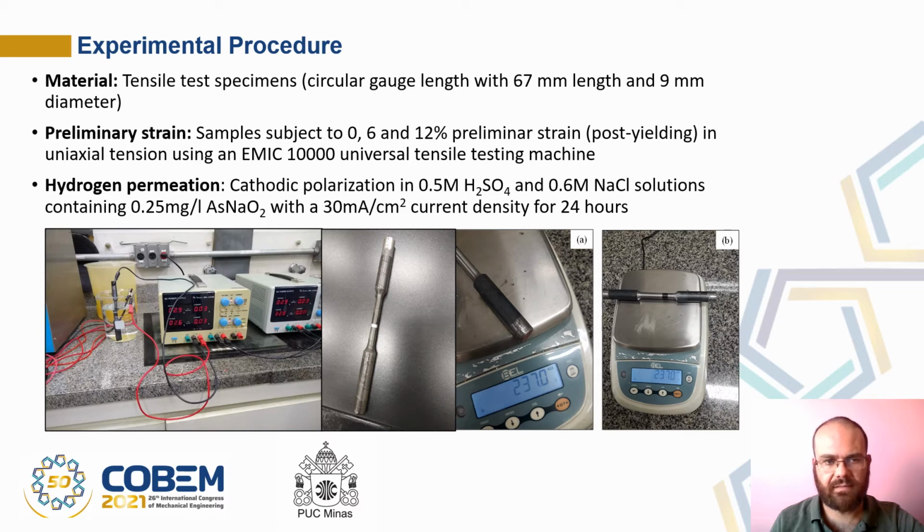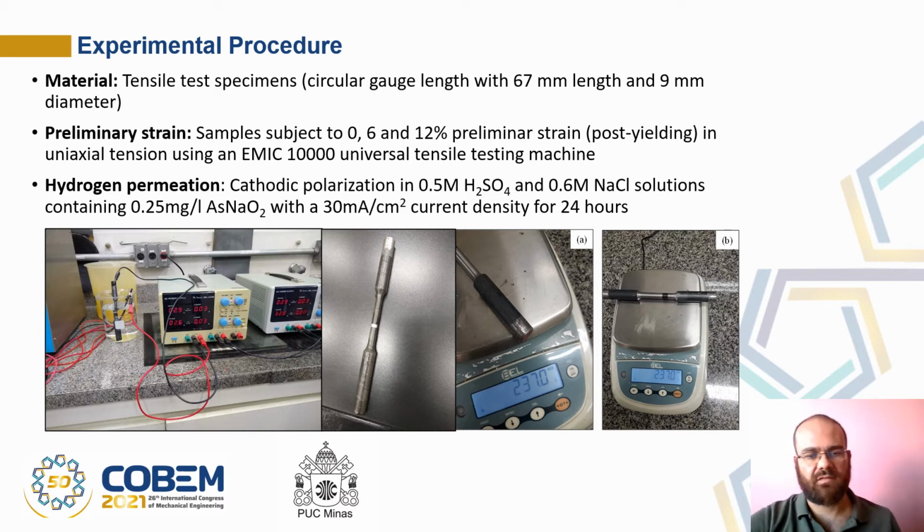After this, hydrogen was permeated in the materials in two solutions: a 0.5 moles per liter sulfuric acid solution, and a 0.6 moles per liter sodium chloride solution. In both cases, 0.25 milligrams per liter concentration of a recombination agent was used, and in both cases also a 30 milliamp per square centimeter current density was used, for an exposure time of 24 hours.